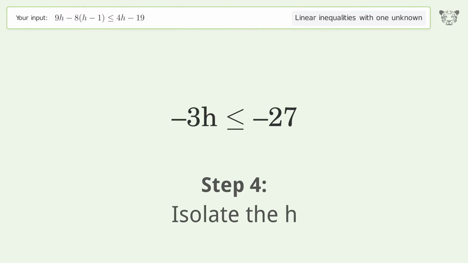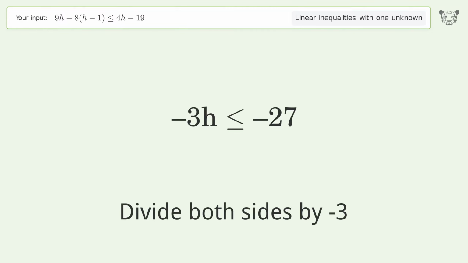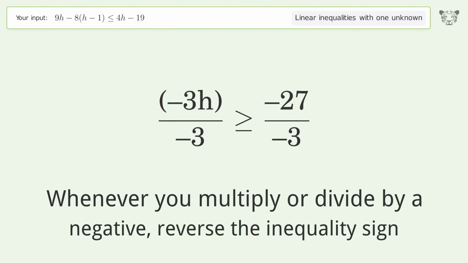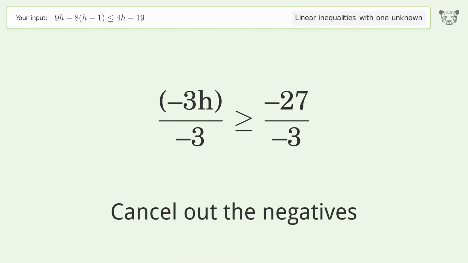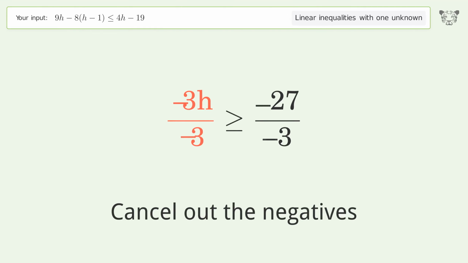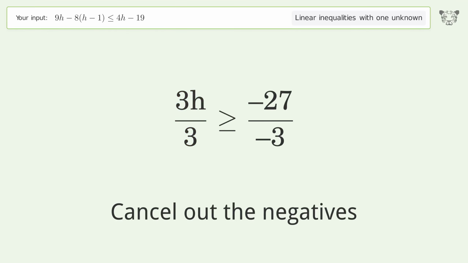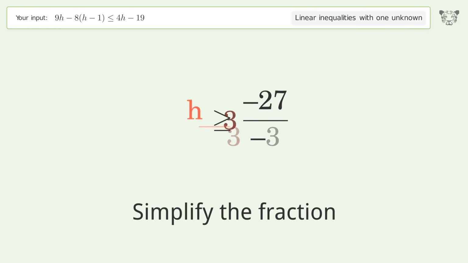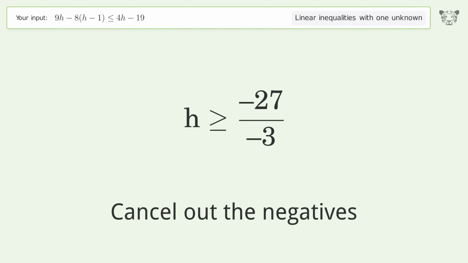Isolate the h. Divide both sides by -3. Whenever you multiply or divide by a negative, reverse the inequality sign. Cancel out the negatives. Simplify the fraction. Cancel out the negatives.